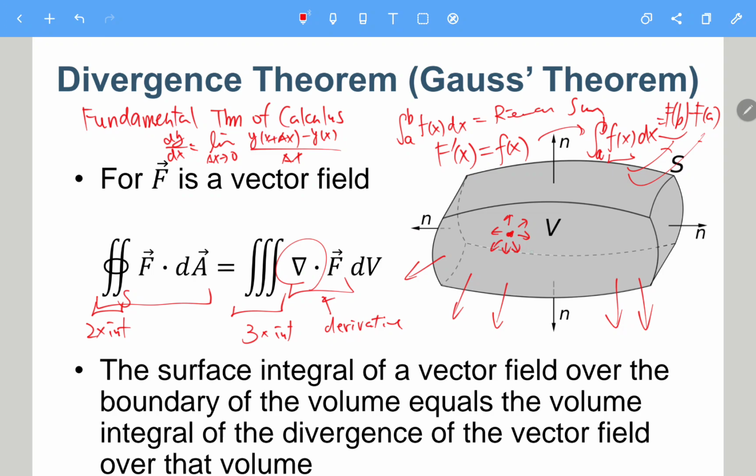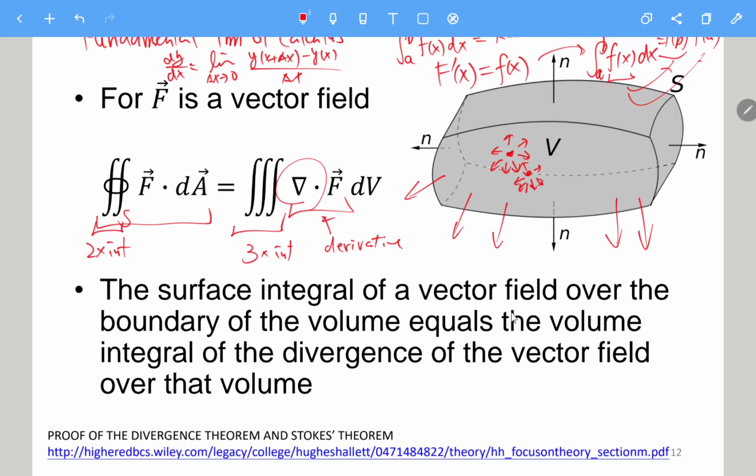But actually for adjacent points, they turn out to cancel each other. Because for this point, it's pointing to the bottom right, this one points to the top left, and then these two cancel each other. So the physical meaning is that when you calculate all the divergence within the whole region, only the thing on the boundary remains. It turns out to be the surface integral of this region. So this is an interesting thing.